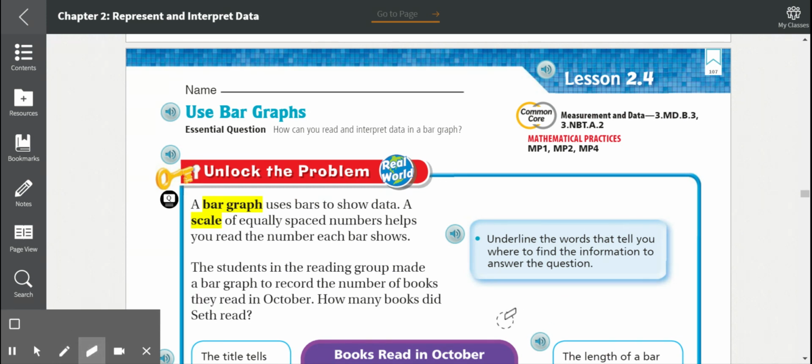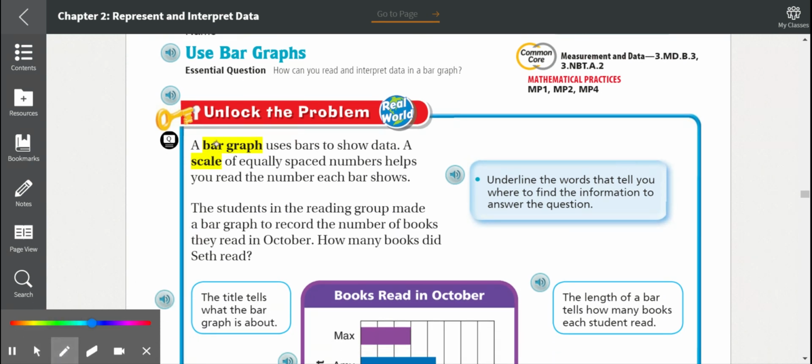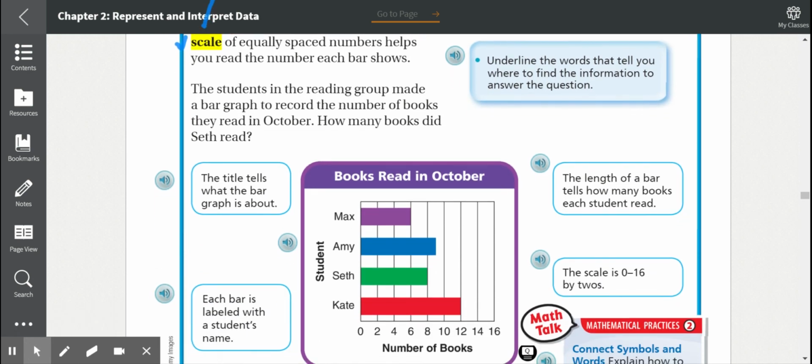So let's start by unlocking the problem. A bar graph uses bars to show data. A scale of equally spaced numbers helps you read the numbers each bar shows. So two important things here are the scale and the bar graph. The students in the recording group made a bar graph to record the number of books they read in October. How many books did Seth read?